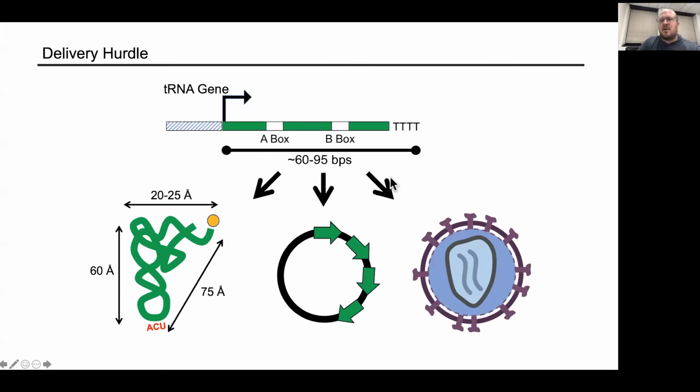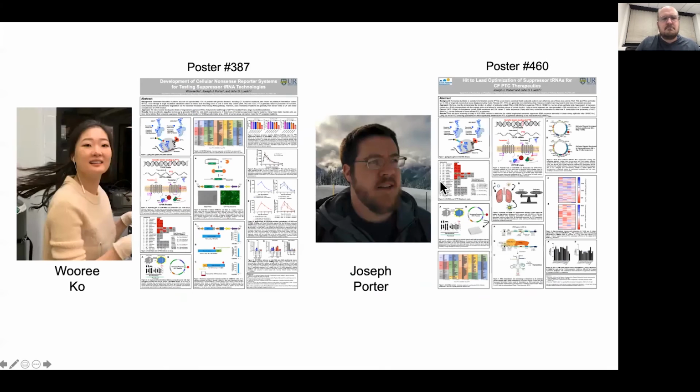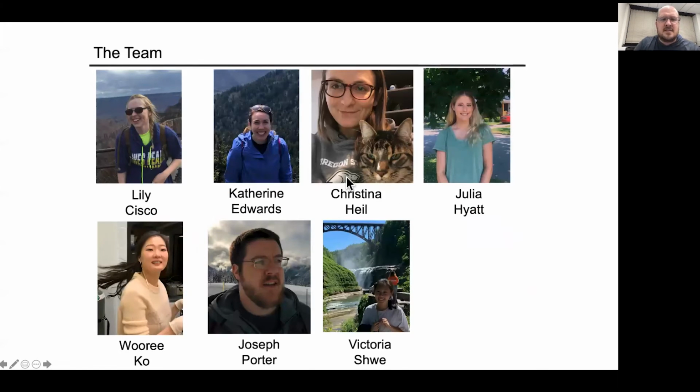And so next, we're going to put this all together and tackle the delivery hurdle. And so if you're interested in what I talked about here, go and visit poster 387, where the graduate student Wuri has what I think are beautiful results, which were talked about in this presentation, and they're shown here. And postdoctoral fellow Porter, who performed a high throughput screen, and that poster is number 460. And these are the members of the lab.